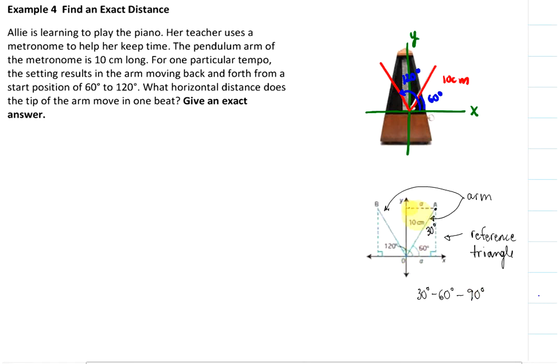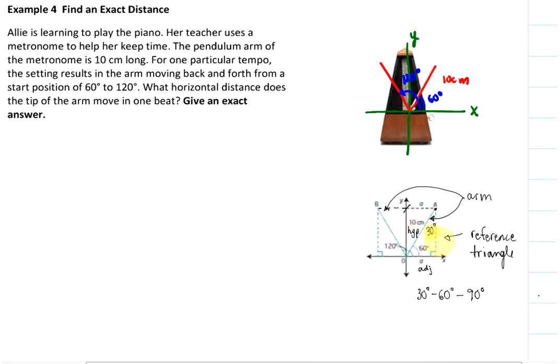Okay, so we're looking for the distance across the top here that goes from point A to point B. And we will start by just determining the distance between A and the y-axis. And notice that that distance is the same as the base of your reference triangle. So if I find out what A is down here, then I will know what A is up here. Now, with respect to the 60 degree angle, you can see that A is adjacent. 10 centimeters is the hypotenuse.